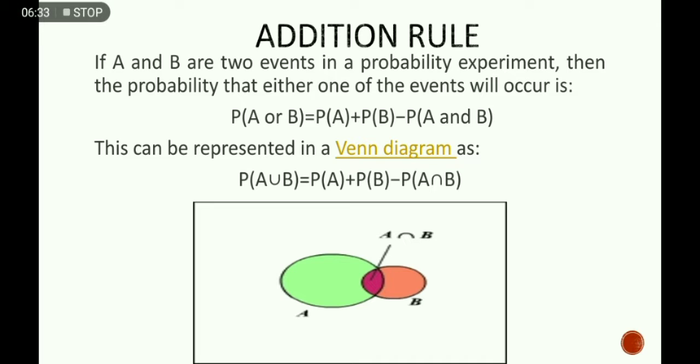This can be represented in a Venn diagram as follows. So, dito may Venn diagram siya para mas madali nyo siyang magets kung ano ba yung sinasabi dito ng formula. So, probability of A union B is equal to probability of A plus probability of B minus probability of A intersection B. Alam naman natin na kapag union, it is the event containing all the elements that belong to A or B or both. And the intersection is the common between A and B. Pagkakapareha nila.